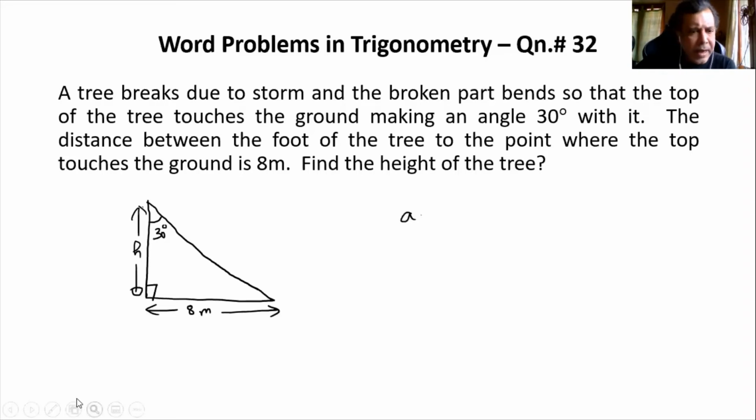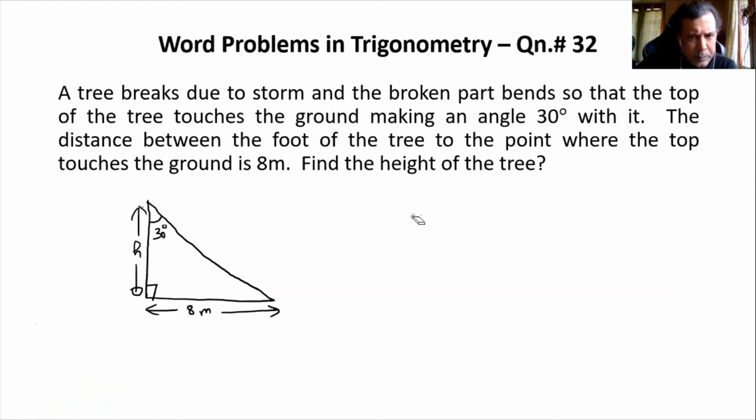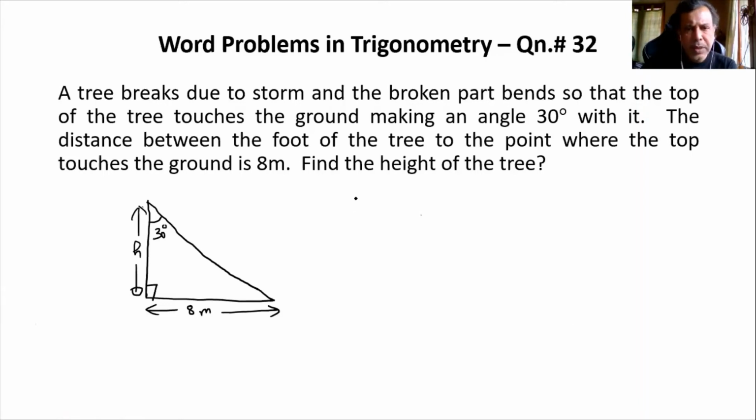That means we are supposed to find opposite by adjacent. I can write opposite divided by adjacent. You know, opposite by adjacent is nothing but tan, and here it is given as tan 30 degrees. What is tan 30 degrees? Again, we will refer to our previous table, whatever we made. From that, we can easily find the value of tan 30 degrees, which is 1 by root 3.